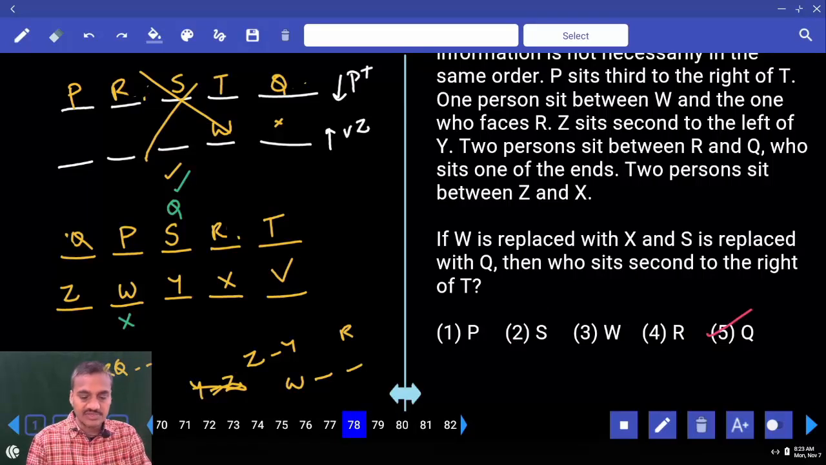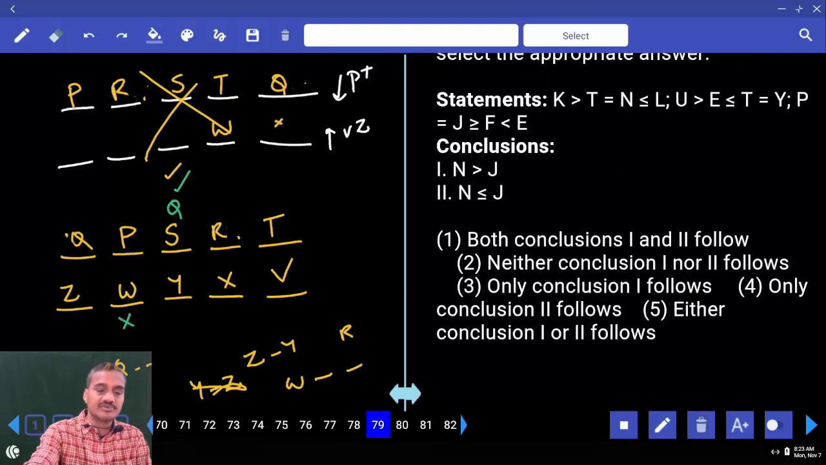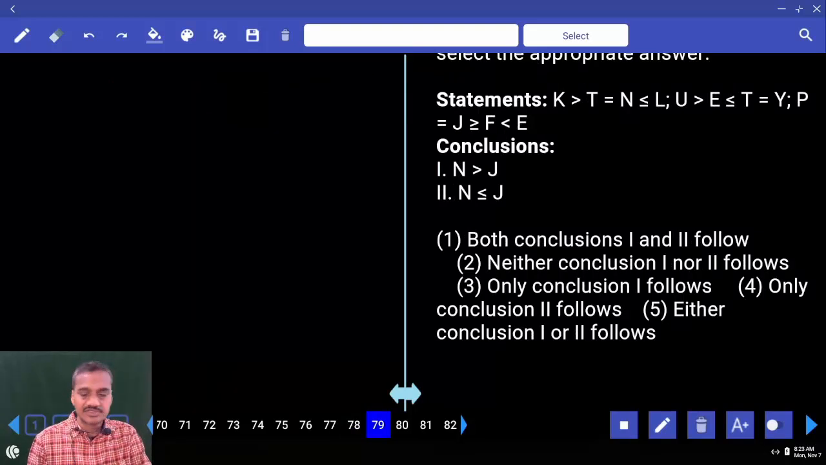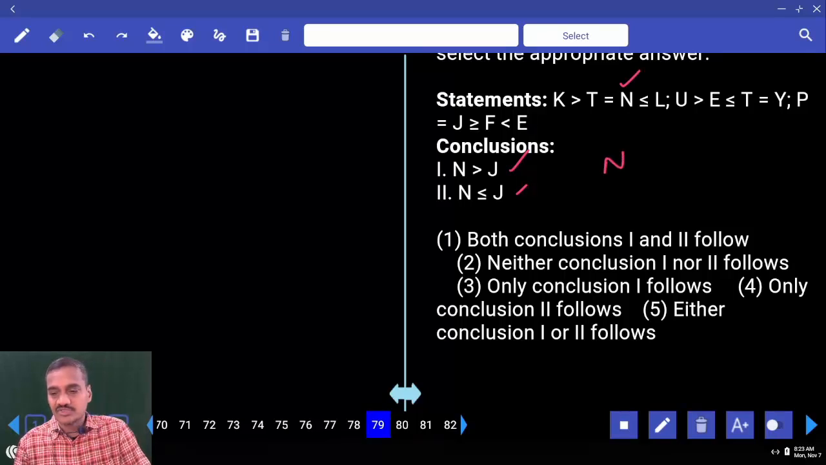Then next one 79. Now from 79 onwards, the questions are based on inequalities. Then coming to the first one, the relation between N and J. We have 3 symbols between N and J. One is greater than, and the remaining are lesser than or equals. So if there is an opposite symbol between these two, where are N and J? Tell me what element we have. Which element is common here? E is common.